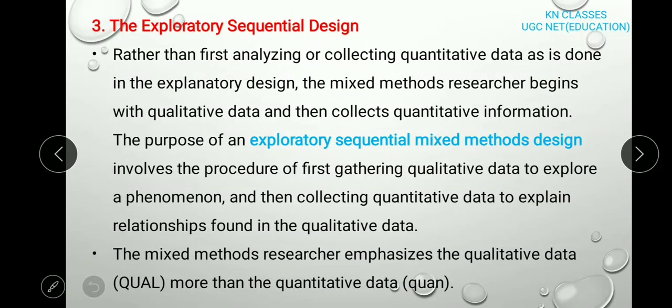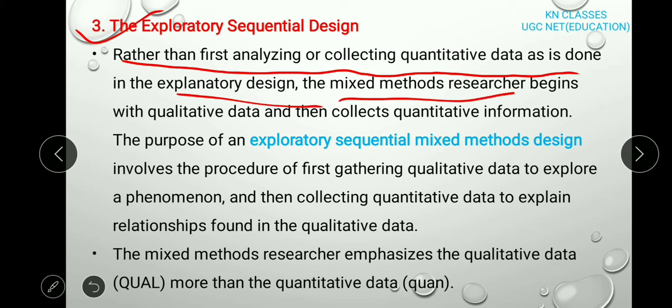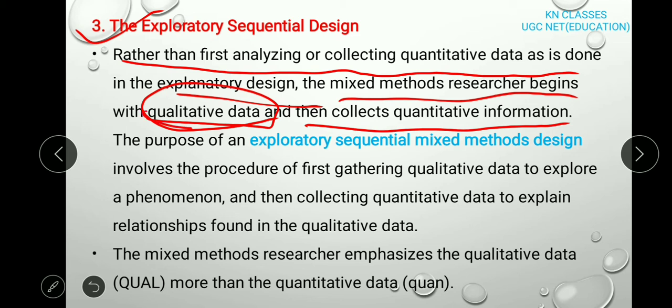Coming to the third one, that is exploratory sequential design. It is an opposite form of explanatory research design. Here, rather than first collecting quantitative data as done in explanatory design, the mixed method researcher begins with qualitative data. Here the qualitative data will be collected, then quantitative data. So in exploratory research design, the researcher will collect the qualitative data first. Here the main focus is on qualitative data, not on quantitative data.